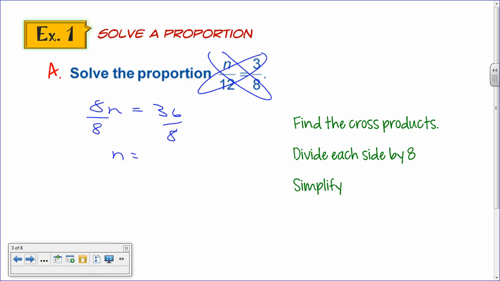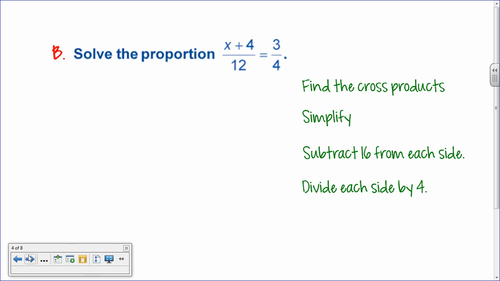How many times will 8 go into 36? 4. Now, on proportions, does it matter if I put it as a decimal? Not necessarily. It's not going to make all that big a difference if I do put it in decimal form. Okay? Everybody get on this one?